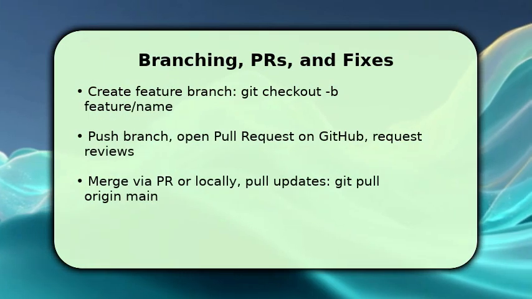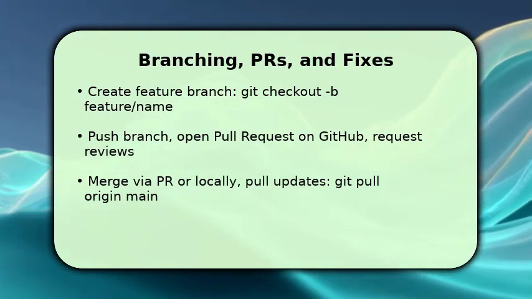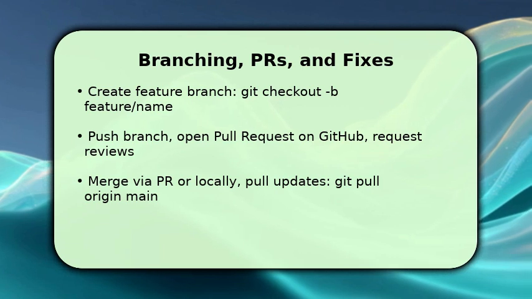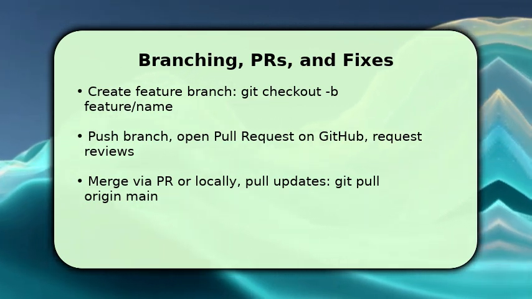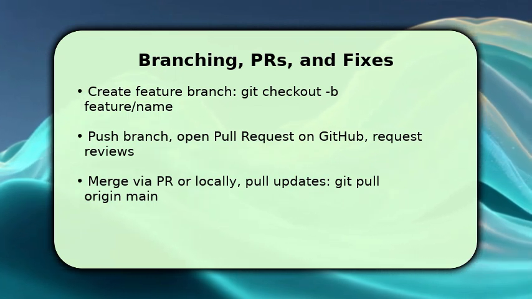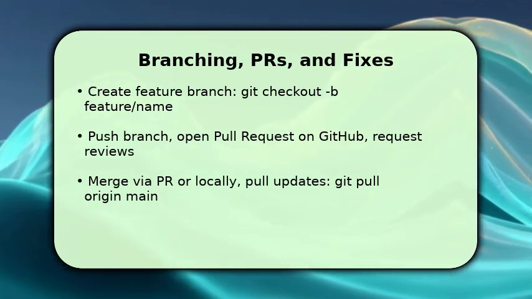To work safely, create a feature branch with git checkout -b feature/name so you isolate changes. Push that branch to GitHub and open a pull request for review. You should explain why the change exists in the PR description and request at least one reviewer.